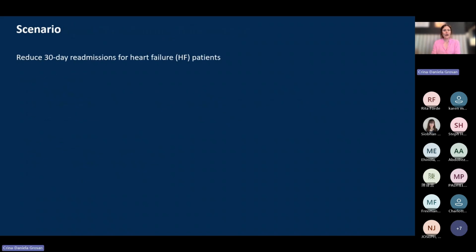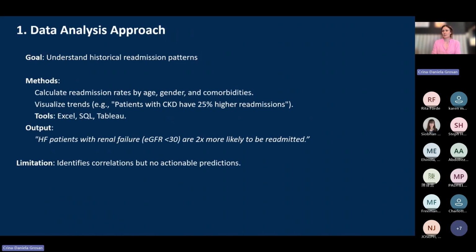And I'll show you the difference of the outcome of all these types of analysis in a simple example. So let's say we have this example: reduced 30-day readmission for heart failure patients. In a data analysis approach, remember, data analysis is the very simple one, the goal is to understand historical readmission patterns. So you look at the data and you see what patterns are there that make a patient be readmitted within a certain period of time. They could look at the data by age, by gender, by other comorbidities, look at trends. So for instance, patients with chronic kidney disease have 25% higher readmissions. Tools that could be used are even the simple Excel could do that, but could also be some other tools like Tableau, Stata, and so on. And the outcome could look like this: heart failure patients with renal failure are 2 times more likely to be readmitted. So this is the kind of outcome they could produce.